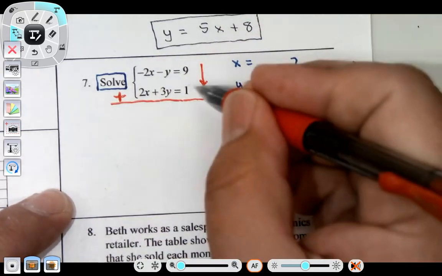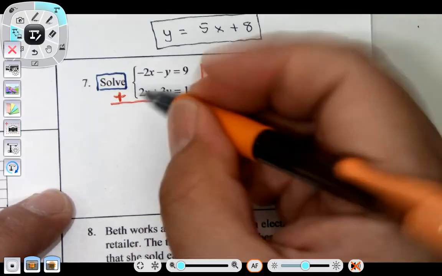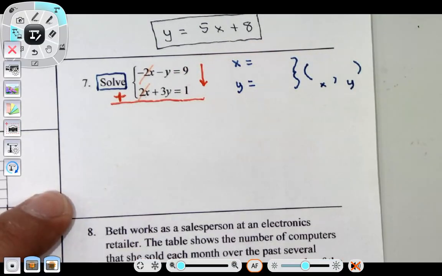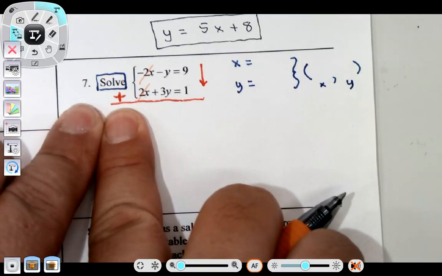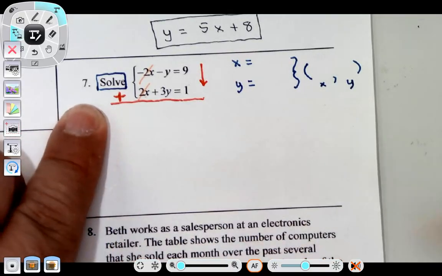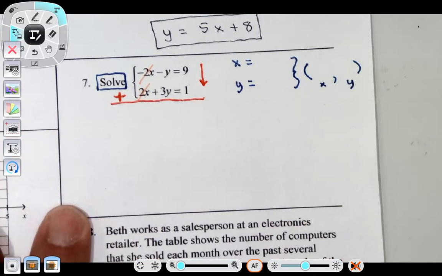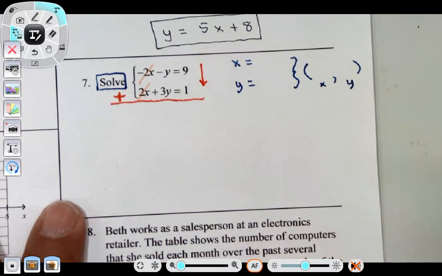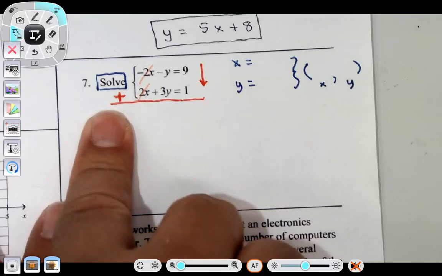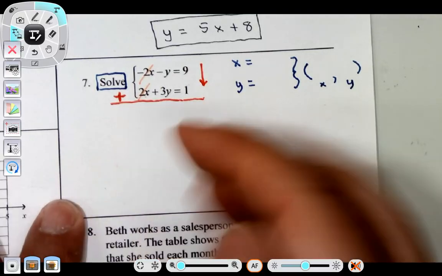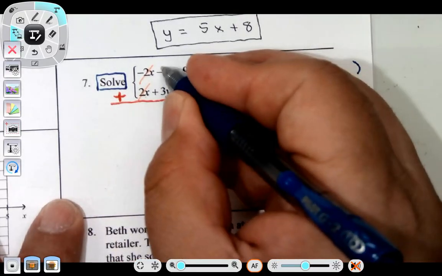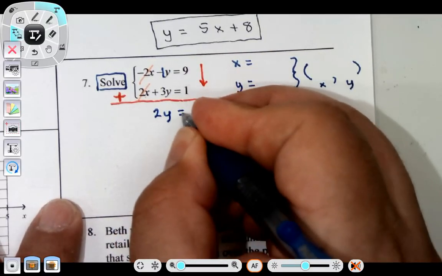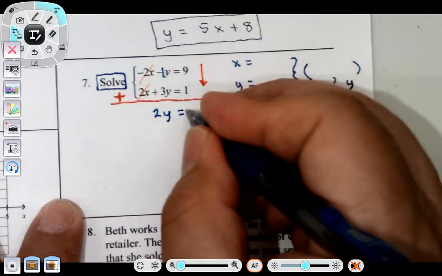And so when you add them, now you can say negative 2 plus 2, gone. That's why they cancel, because of this plus sign right here. That's what's causing it. But if you don't show it, that's why some people canceled it out during the test and then said, well, I don't know what to do now. Well, it's because you never told yourself what math you were going to do. Now that I know I'm adding, well, what's negative 1 plus 3? Well, that's 2y equals 9 plus 1 is 10.